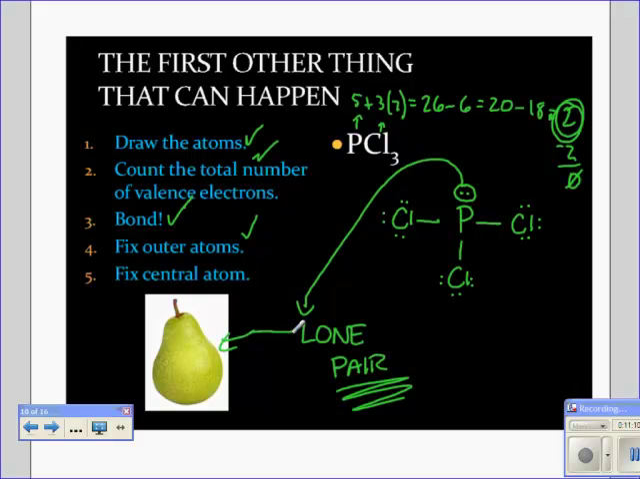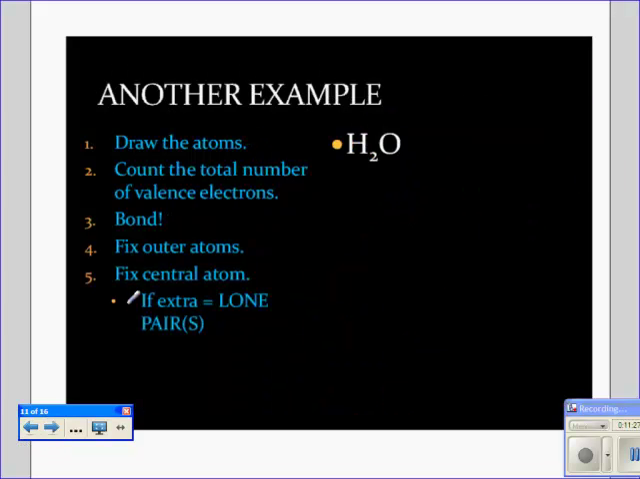So that's what you get there. And it will change the shape once we start looking at the shape. But in order to get our 8, we take our extra 2. If you ever have extras, they go on the central atom. So I've added that to the steps now. If you have fixed your outer atoms and you still have extras, those are going to go on the central atom as lone pairs. And we'll do it again.